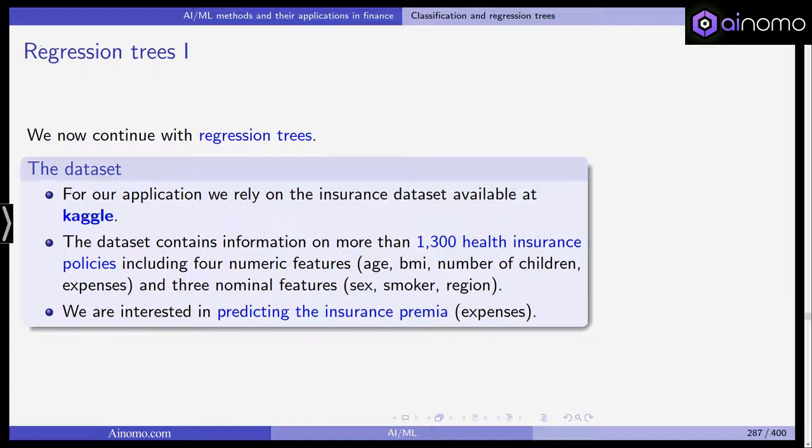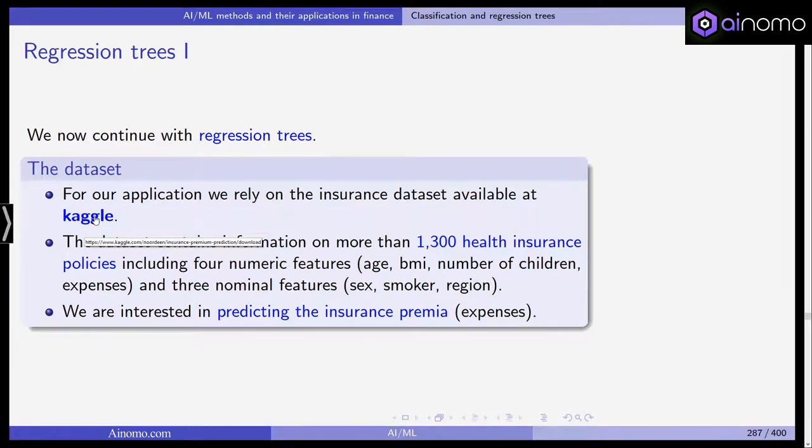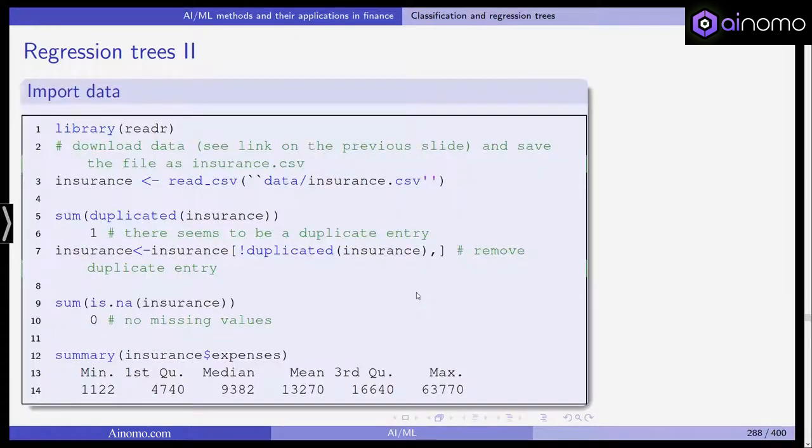We again use a dataset from Kaggle, but this time it's one on insurance premia. You can download the data under this link, and we want to predict insurance premia, which are expenses for customers and potential policyholders. We have data on close to 1,300 health insurance policies, and we have 4 numeric features: age, BMI, number of children and expenses, and 3 nominal features: sex, smoker, region. Obviously we want to forecast the expenses, the insurance premium, and we are going to use age, BMI, number of children, sex, smoker yes or no, and the different regions to predict the insurance premium.